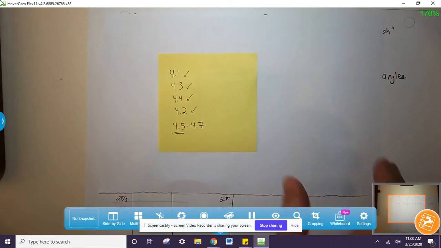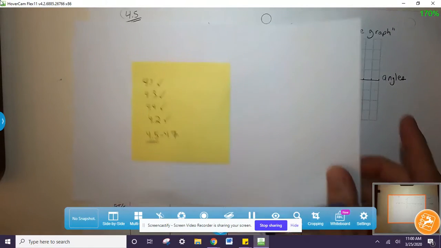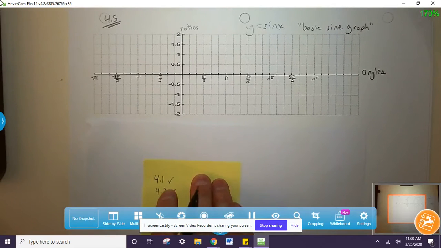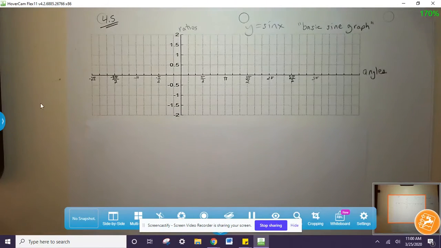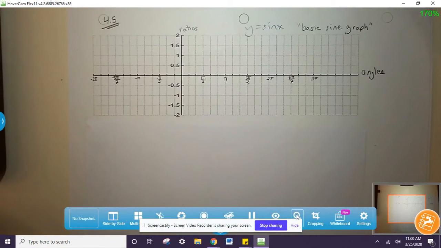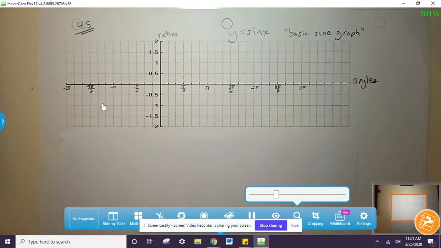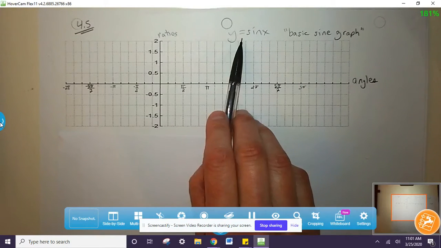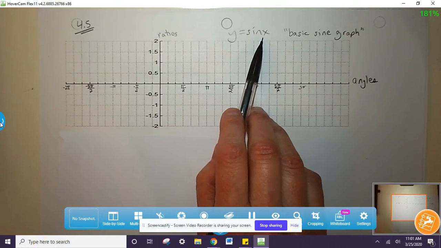So to begin today's lesson, I don't think you have to take any notes yet. So for now, just pay attention, and when the time comes, I will let you know that you should be taking notes. So what we're going to be doing today is we're going to start section 4.5, and we're going to graph our basic sine graph.